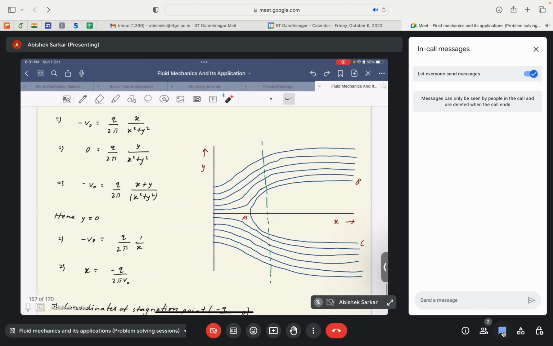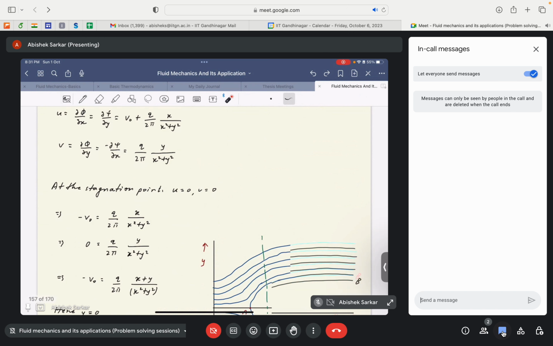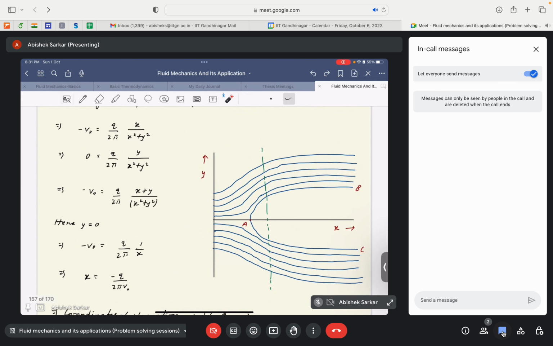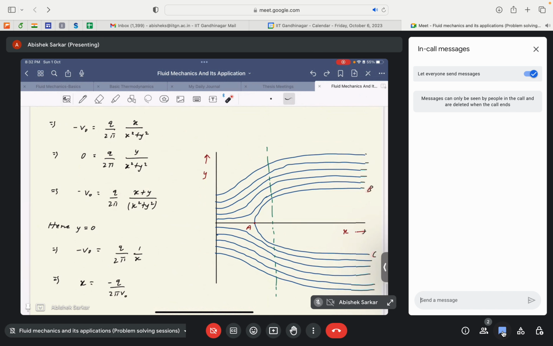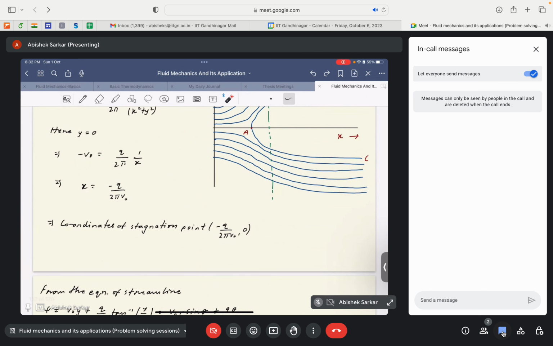If we want to find the streamline that passes through a stagnation point, we just need to substitute u equal to 0 and v equal to 0 in these equations, and once we do that, we find that V naught is equal to Q by 2 pi x by x square plus y square. Here we see that for the right hand side v to be 0, y has to be 0. By symmetry also we can tell that y equal to 0, but a more robust definition is that for this to be 0, y has to be 0. So substituting y equal to 0 in this equation and solving for x, we get x equal to minus Q by 2 pi V naught. So the coordinates of the stagnation point in this context are minus Q by 2 pi V naught, 0, where Q is the strength of the source or the volume flow rate.